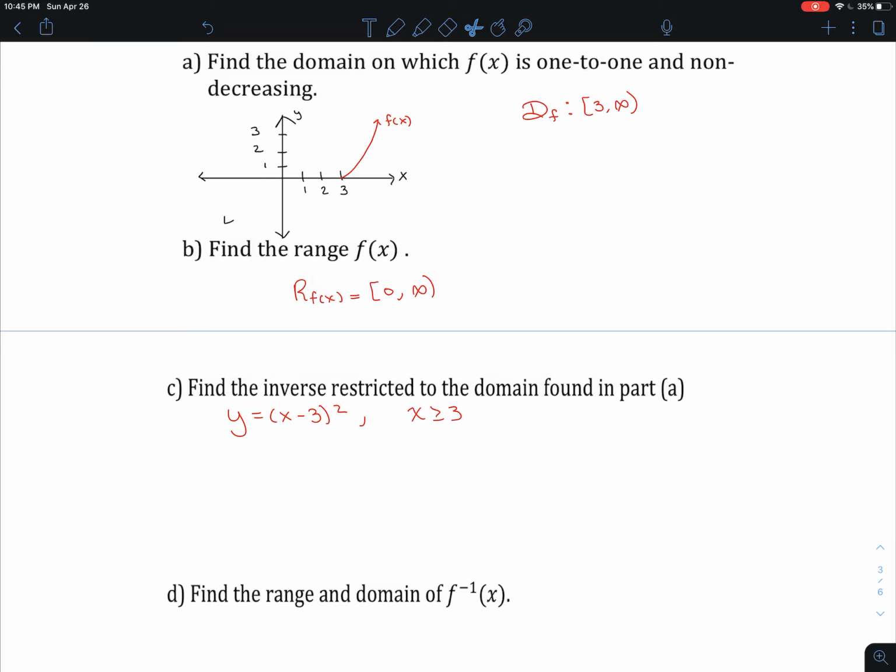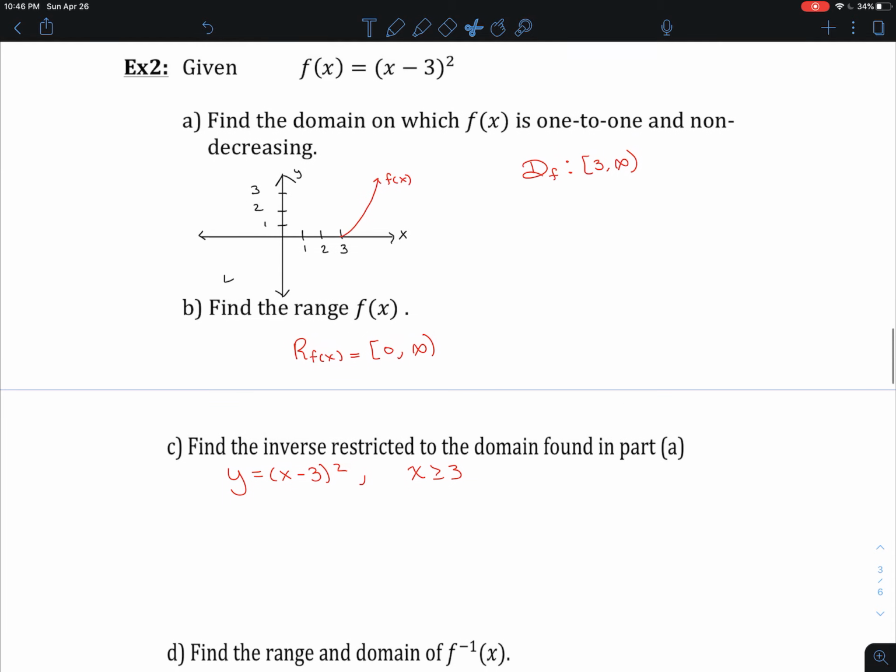Section 4.2, one-to-one and inverse functions. So in the last part, we did example 2, parts A and B. Let's move on to part C. Find the inverse restricted to the domain found in part A. We find the inverse the same way we did in the previous example, but now we have a restricted domain. So let's see what that looks like.